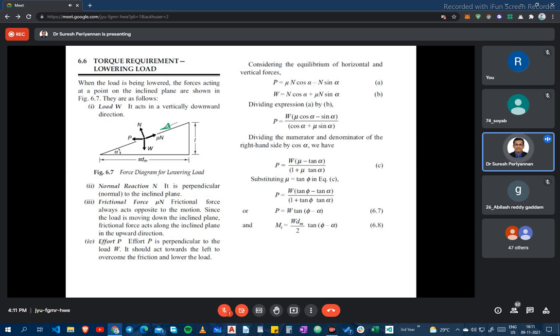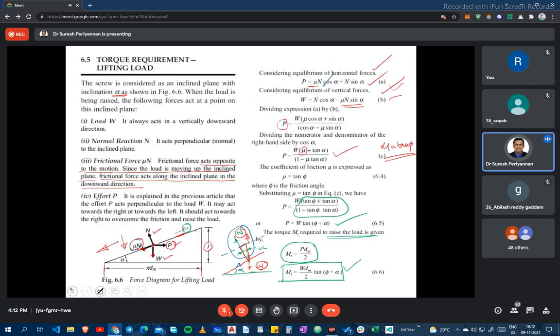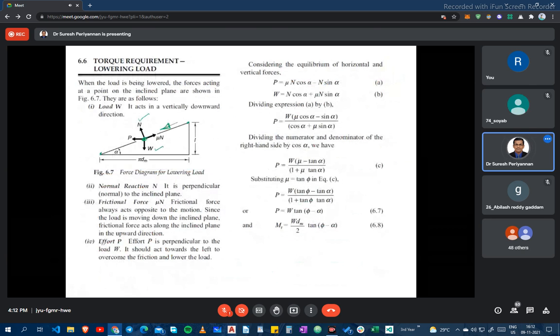The forces acting at a point on the inclined plane, see here, this is a schematic force diagram while lowering the load W. W is still in the downward direction, and the reaction force is still always opposite, perpendicular to our inclined plane. Which one is changing here? Only the frictional force changes direction, because when we are lowering the weight, the friction force will be acting in the opposite direction.